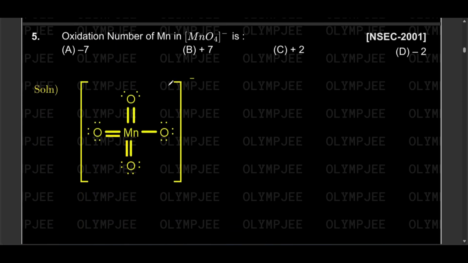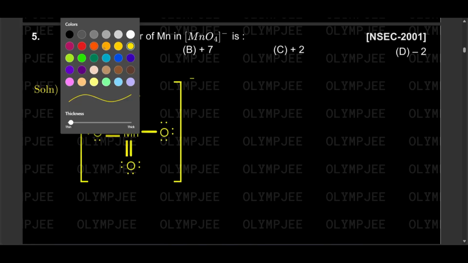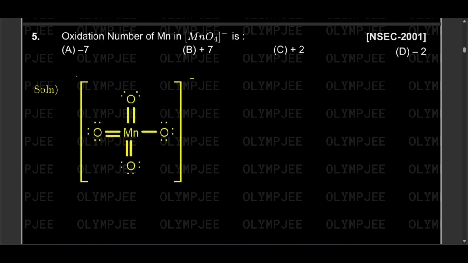Moving on to question number 5, it is asking for the oxidation number of Mn in MnO4-. Like the third question, this structure is also given in the NCERT d block chemistry. So let us see.